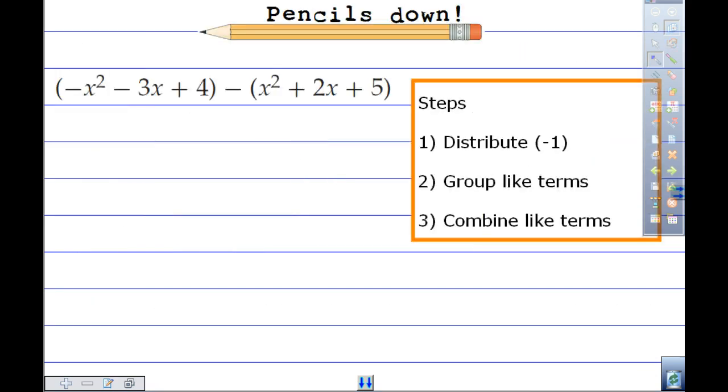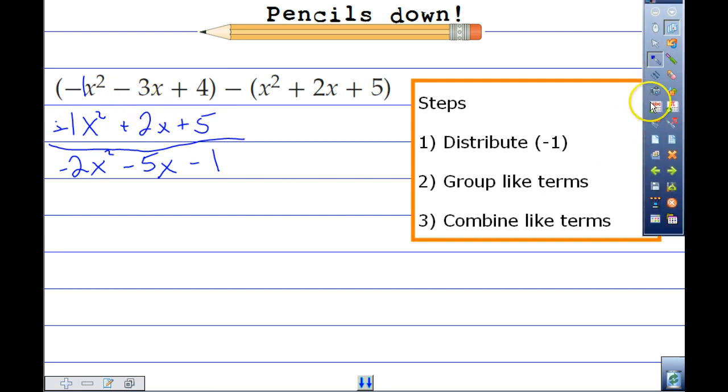Alright, so something like this. We've done this plenty of times before. Some of you might see it written like this, where it's stacked vertically like an old-fashioned elementary school problem. You just go like this. So either way you want to do it is fine. Just keep in mind your signs are important. So negative x squared minus x squared is negative 2x squared. Negative 3 minus 2x equals negative 5x. 4 minus 5 is negative 1.